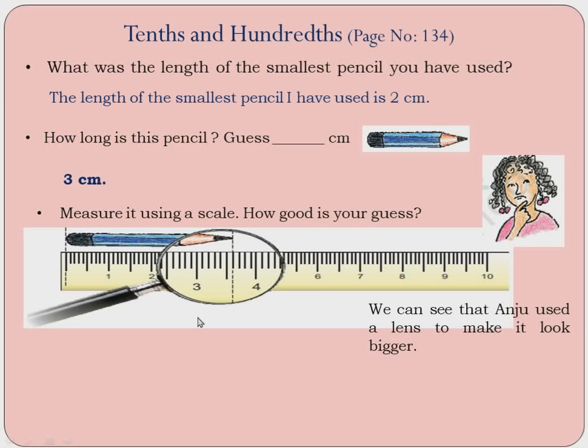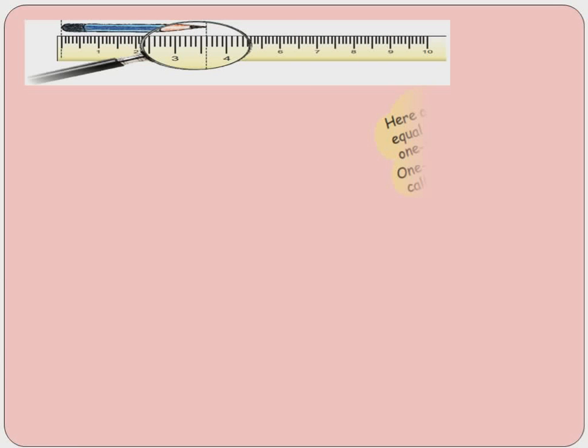Now we can see that Anju used a lens to make it look bigger. So what did Anju use here? This is called a lens. With this lens what can we see? We can see the scale bigger. See here the numbers are small. When we kept the lens, what happened? It's a visibly larger scale. That is, it's bigger. Now it is more than 3 centimeters.